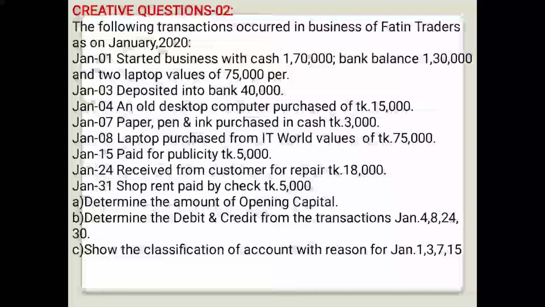Dear students, when an asset increases, it is debited, and when equity increases, it is credited. So all assets are debited and equity is credited for the amount of capital.